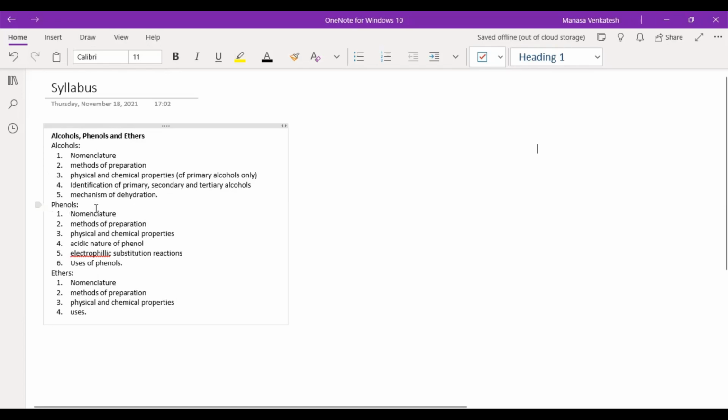Phenols, on the other hand, we'll be studying about nomenclature, the methods of preparation, physical and chemical properties, acidic nature of phenol, electrophilic substitution reaction, uses of phenol. And in ethers, we'll be studying about nomenclature, methods of preparation, physical as well as chemical properties and uses.